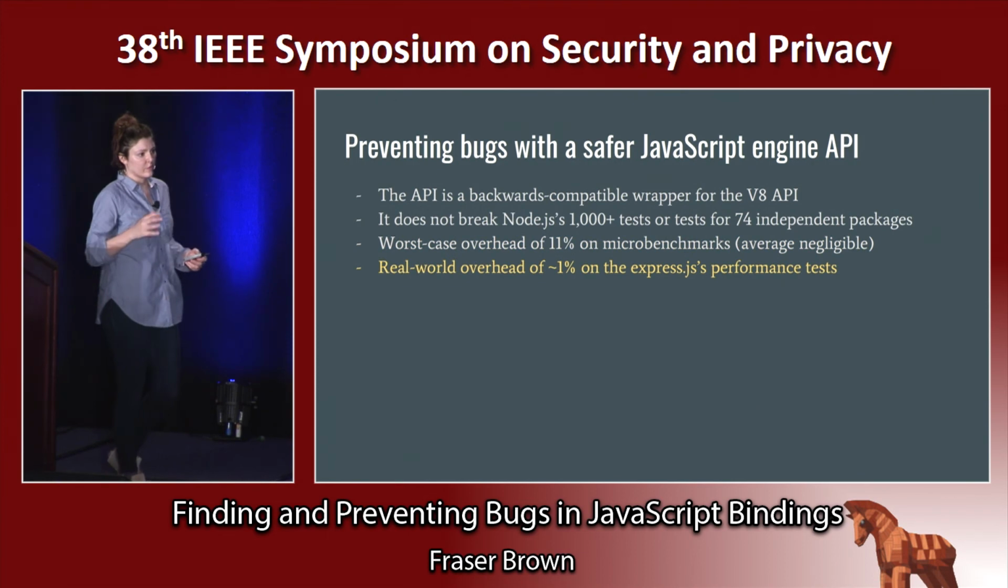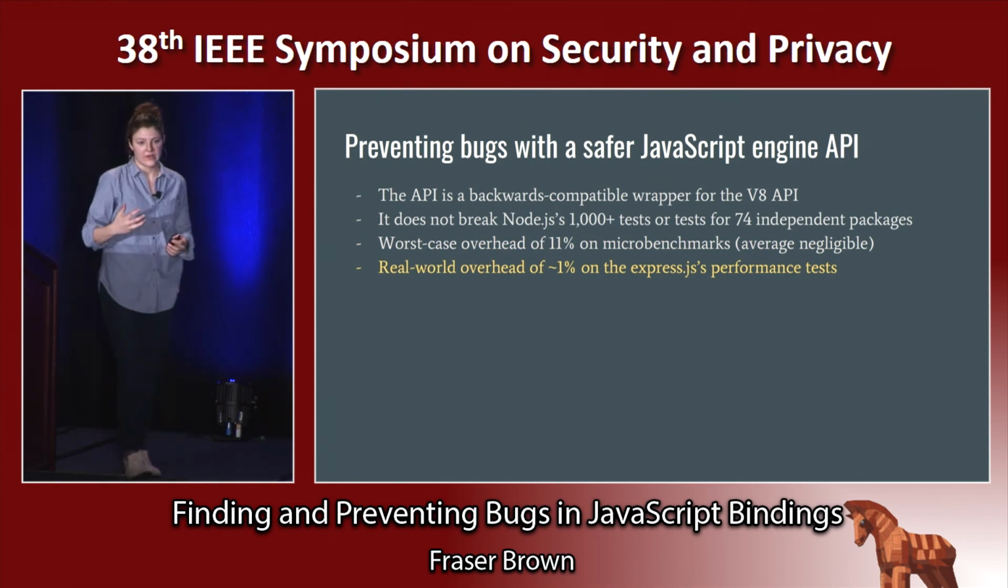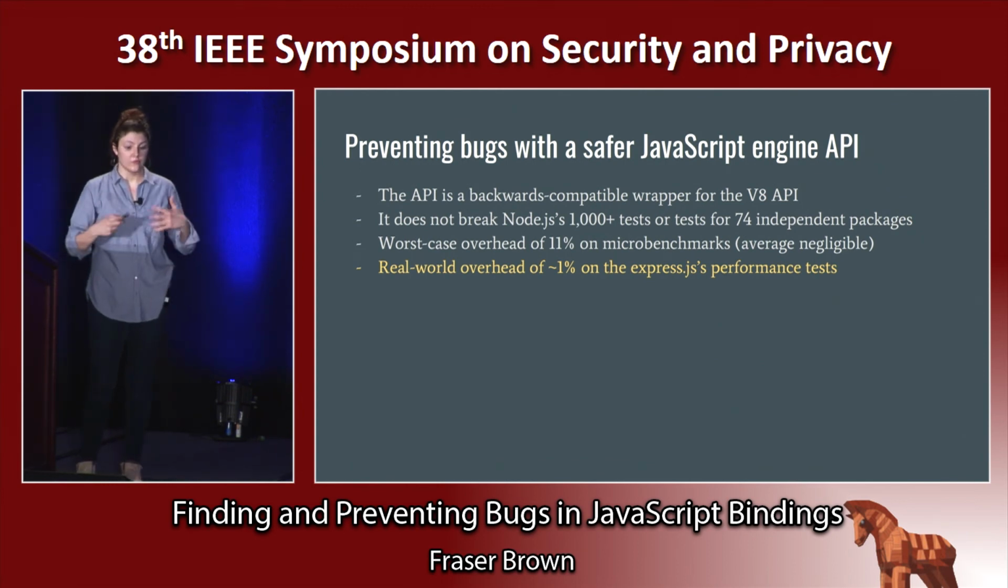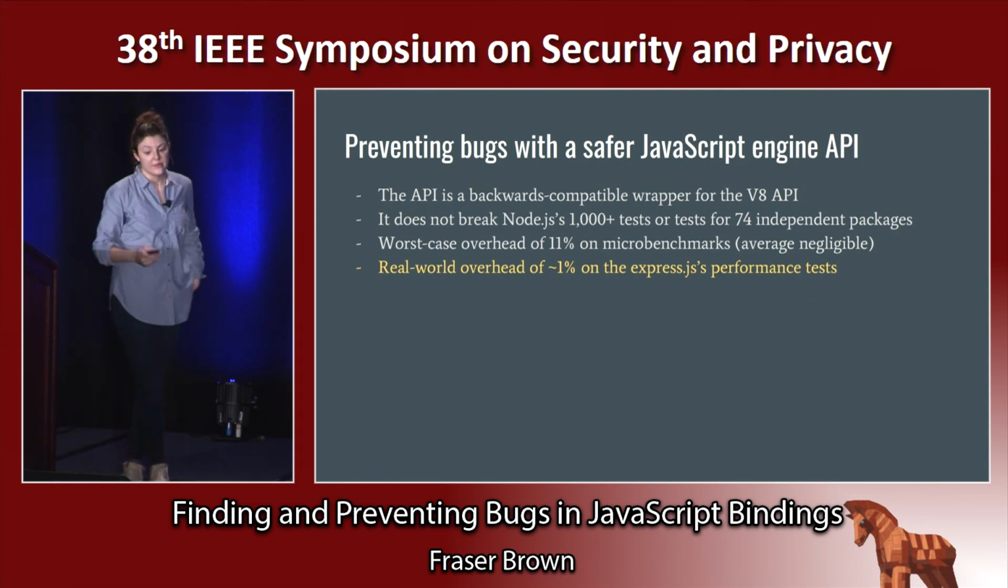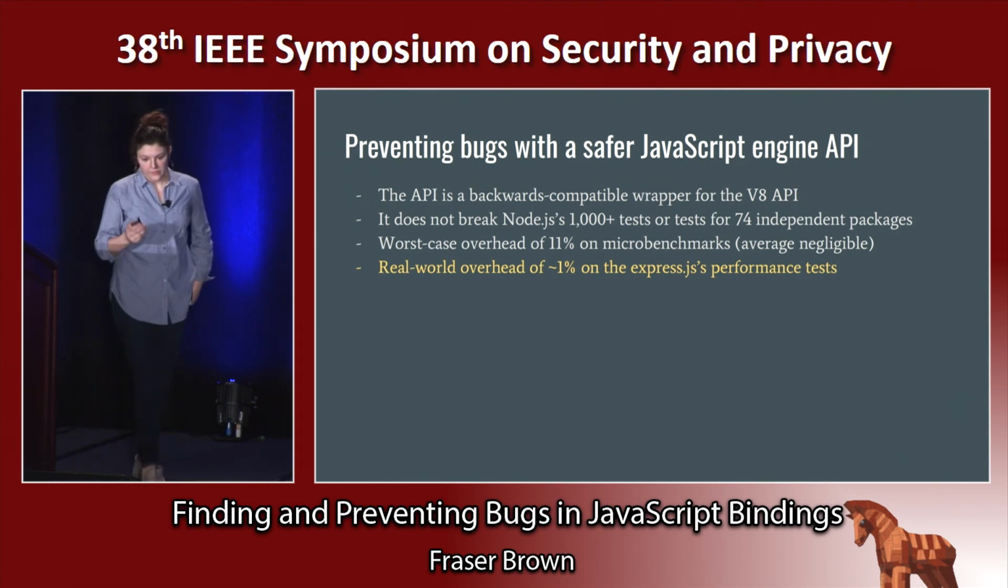And to test performance in a real-world setting, we grabbed a popular Node package, ran its performance tests, and then ran that with our new rewritten Node with our new API. And we found about 1% overhead, so nothing disastrous.